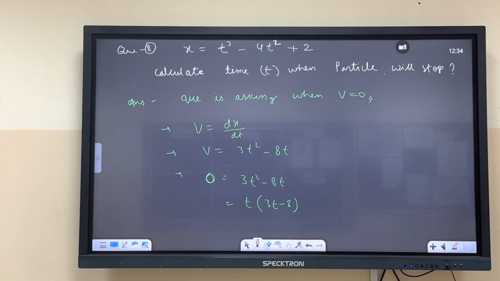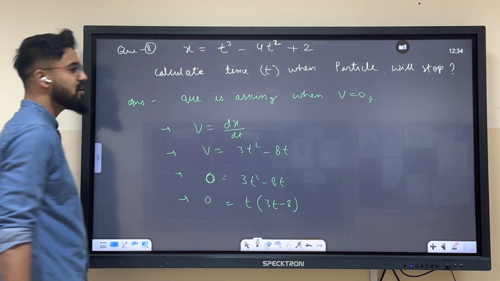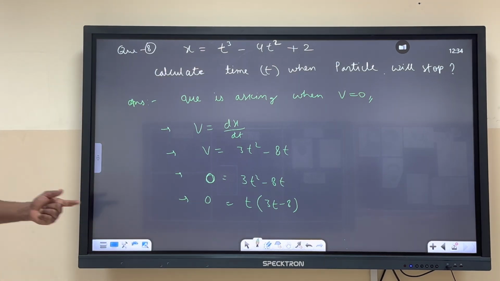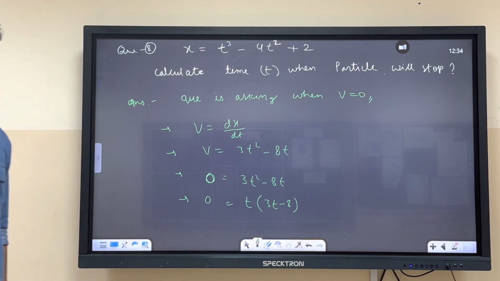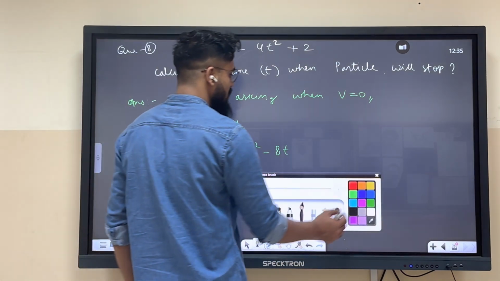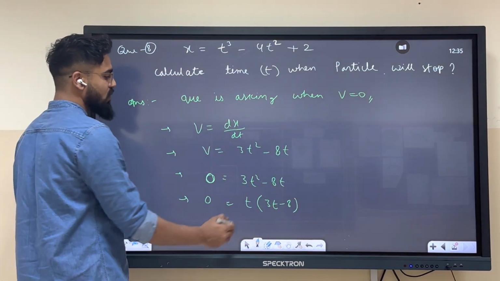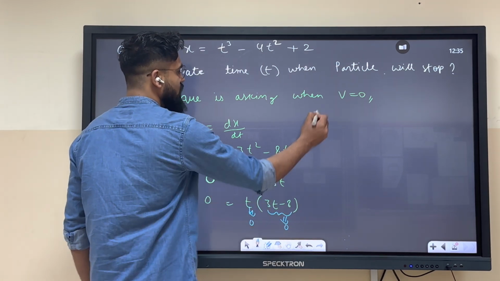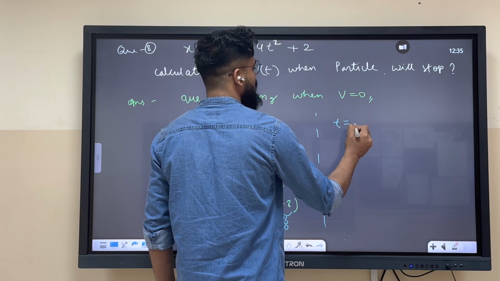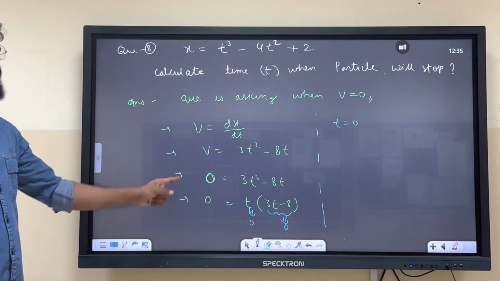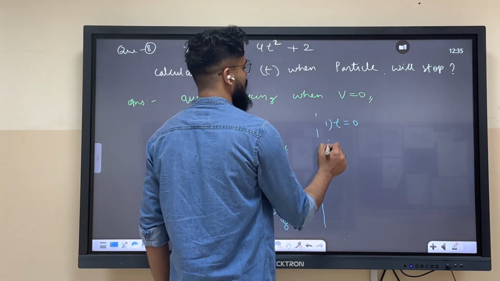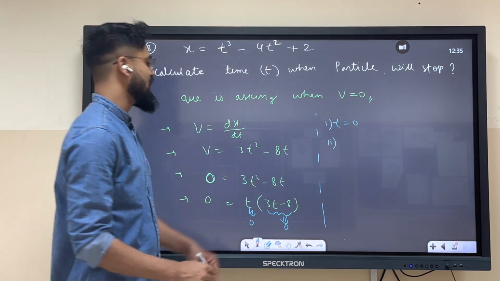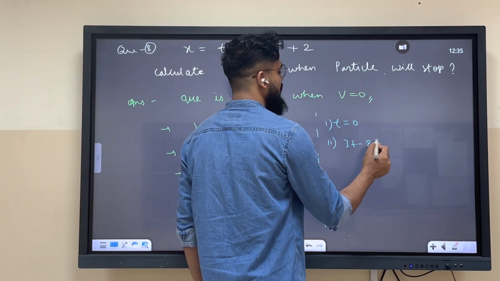So basically we can say there will be 2 times when velocity will be 0. So at t equals 0 second and when 3t minus 8 is 0. When this whole product will be 0, when this is 0 or when this is 0. Yes or no? So the first answer will be t equals 0. And the second answer will be what? When 3t minus 8 equals 0.